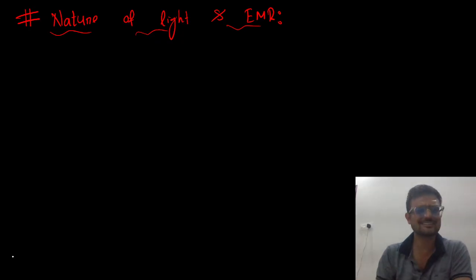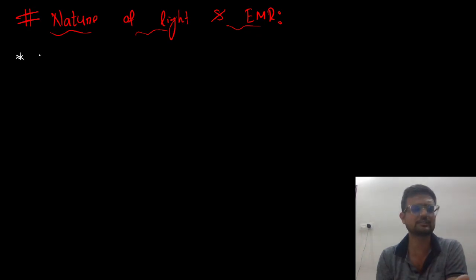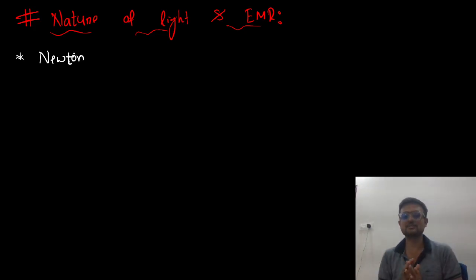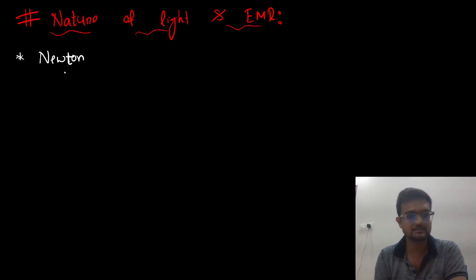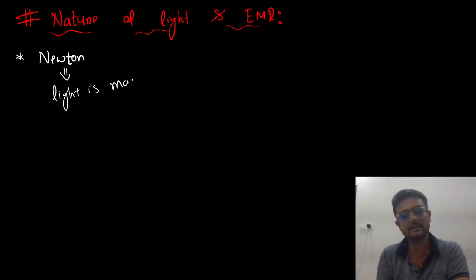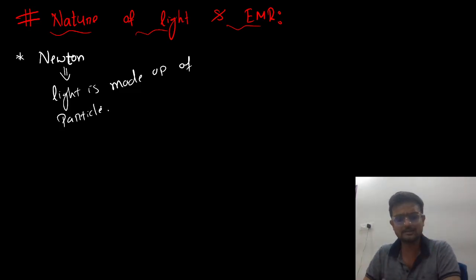So earlier there was a very famous scientist of physics. I hope you all know this person named Newton. Newton Baba, we used to say in college, right? What this Babaji told us is that light is actually made up of particles. According to Newton, light is made up of small particles, and with this particle nature we explain light.